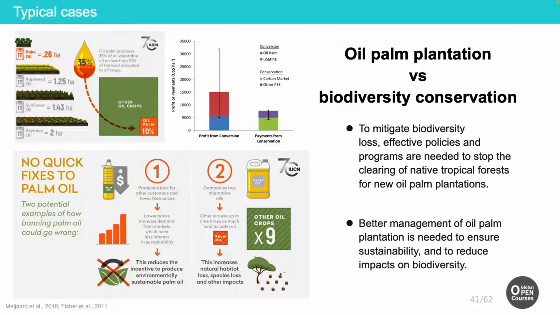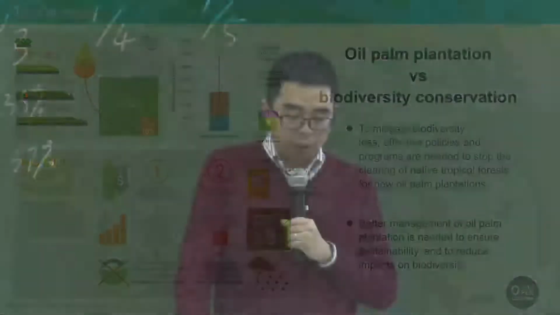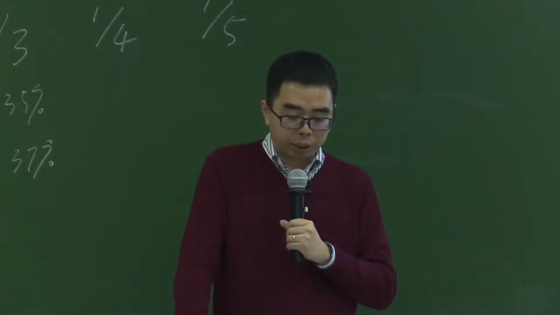However, just as I mentioned before, palm oil is quite high yield, and also the profit for planting oil palm is better than conservation. And there's no quick way to remove or stop using the oil palm. So there's some conflict between oil palm plantations and biodiversity conservation.